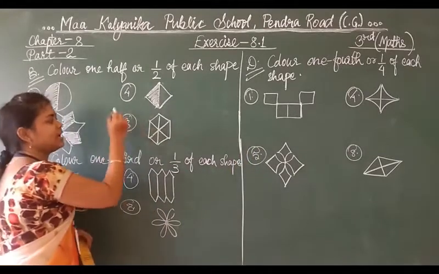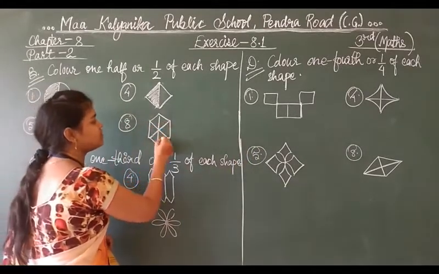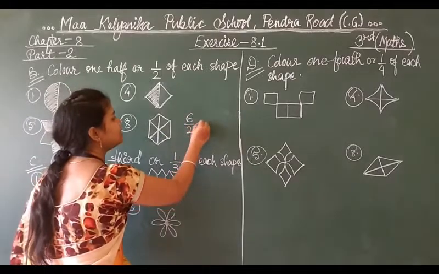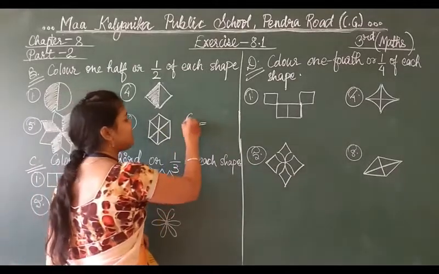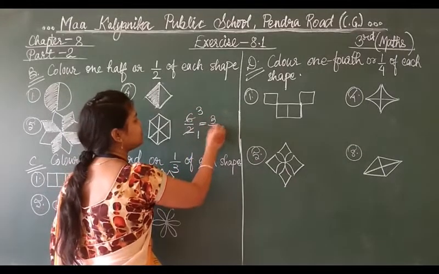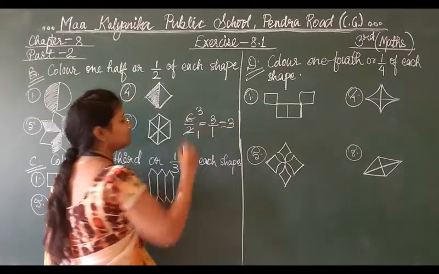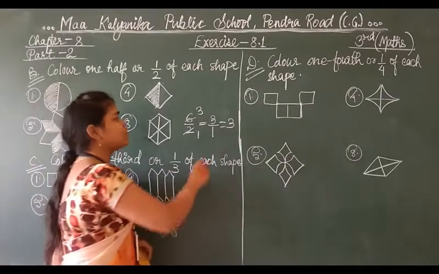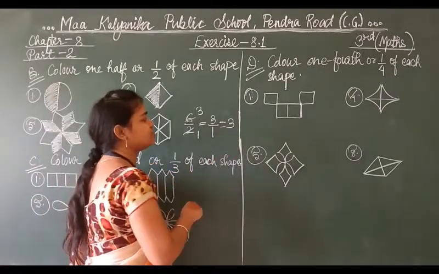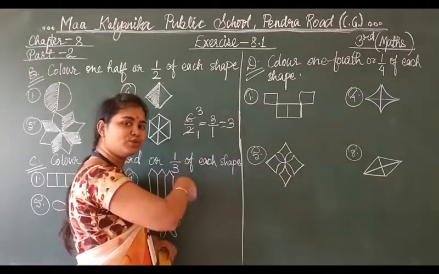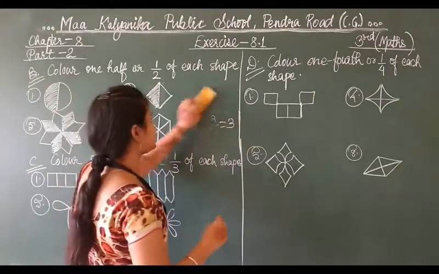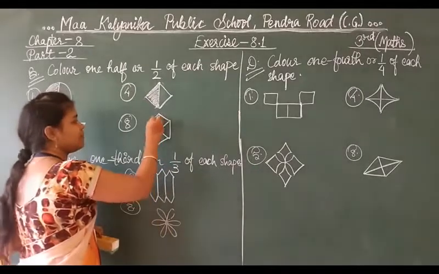Now see students, the 8th one, 1, 2, 3, 4, 5, 6. This is 6 by 2. 6 divided by 2: 2 ones are 2 and 2 threes are 6. 3 by 1 is equal to 3. Why is 3 by 1 equal to 3? Because if the whole number is 3, we write it in fraction as 3 by 1. So 3 by 1 is equal to 3, and 3 is equal to 3 by 1. So the answer is 3, and 3 parts we can color.